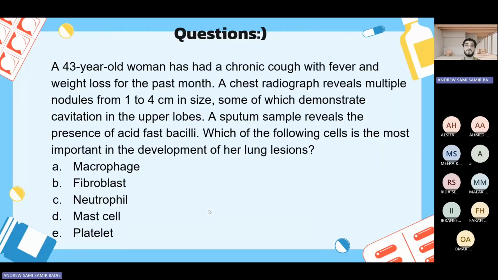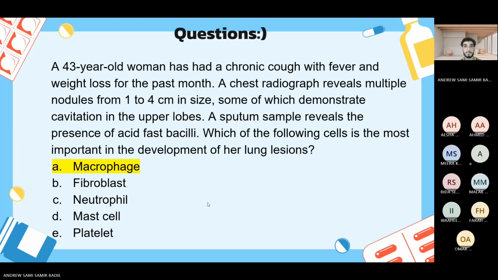Here's another question. A 43-year-old woman has had a chronic cough, fever, and weight loss for the past month. A chest X-ray reveals multiple nodules, some demonstrating cavitation in the upper lobes. A sputum sample reveals the presence of acid-fast bacilli. Which of the following cells are most important in developing her lung lesions? If you remember, this is describing a case of chronic inflammation, and we said macrophages are the most important, alongside lymphocytes, when we have a chronic inflammation case.